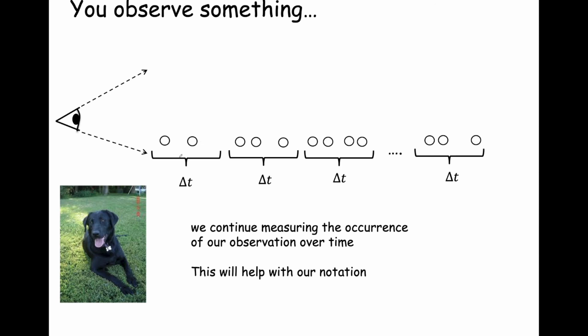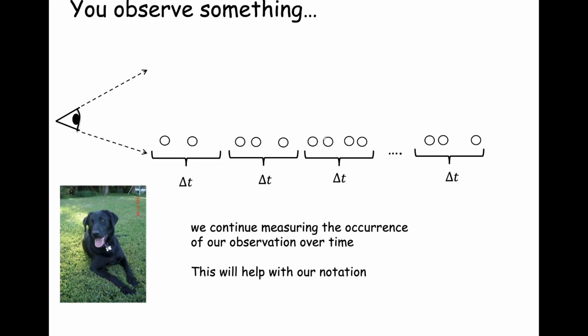In the first window of observation, we see 2 events. In the second one, we see the event occur 3 times. In the third, we see the event occur 4 times, and so forth. And so we depict this temporal event occurrence diagram, we call it the Poisson configuration, to help us with our notation. And we're going to develop the probability mass function for the Poisson.